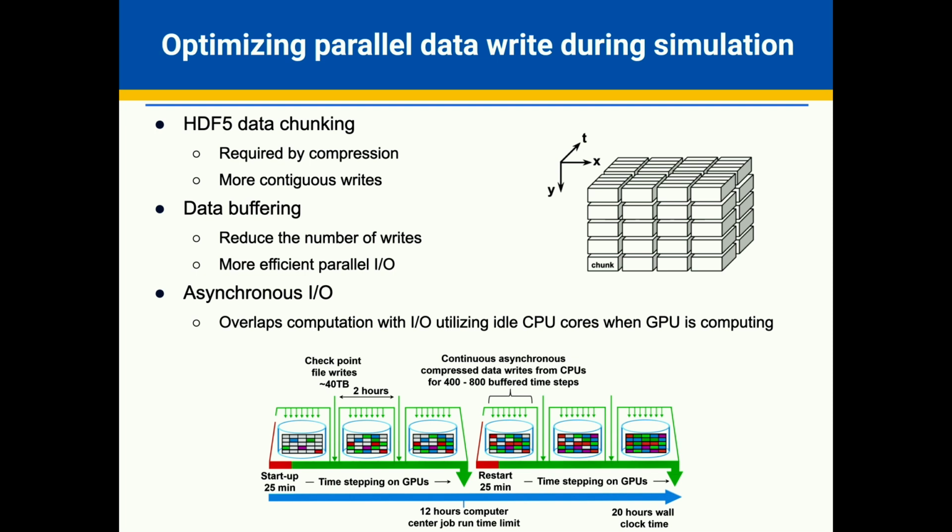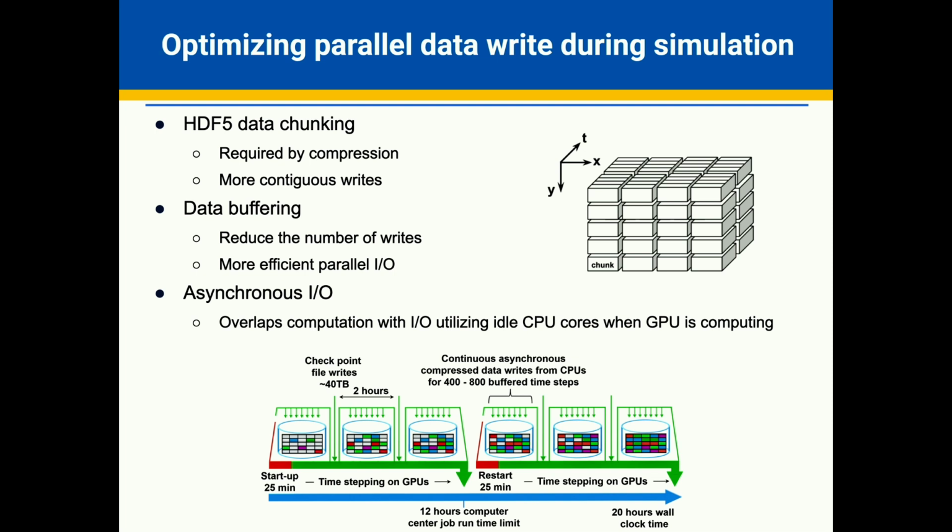So we use a few strategies to speed up the data write. First of all, we use HDF5 data chunking. Data chunking is also required for compression, because if you remember, I previously mentioned compression works on data chunks. So you need to split the conceptually 3D grid into smaller chunks and write data in those chunks. The chunks also correspond to the data decomposition when we are running the simulation with hundreds and thousands of nodes. So data chunking results in more contiguous writes, which is good for current file systems.